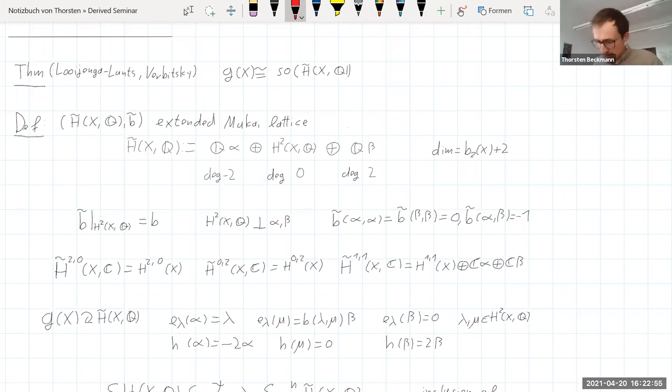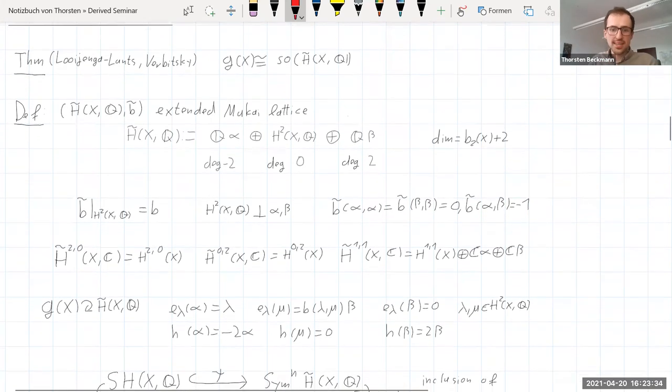That is easy. Let me just quickly show you. We take a lambda, again a class in the second cohomology, and if we use the operator E_lambda, then this maps alpha to lambda, and on a class mu in the second cohomology, this shifts again, of course, it has degree 2, so it sends the element to the Beauville-Bogomolov-Fujiki pairing of lambda with mu times beta. And on beta, we act by 0, just for degree reasons. And the grading operator does what it tends to do with the grading. So on alpha we act by minus 2, on mu we act trivially, and on beta we act by 2.